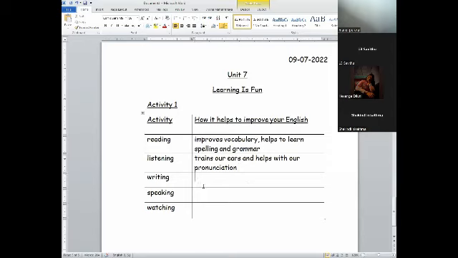Writing. I like to write in English. I keep a diary to write about my daily activities. I also write short stories, short essays, and poems. So does Pubudu tell you any advantages?